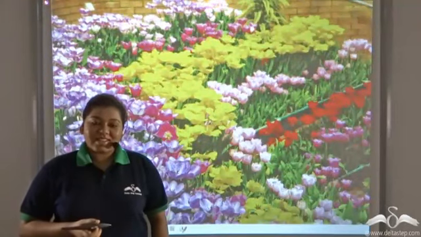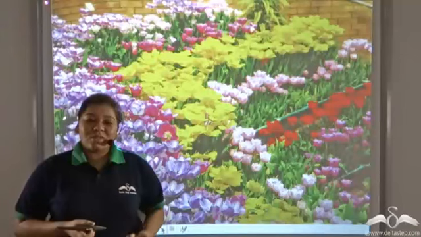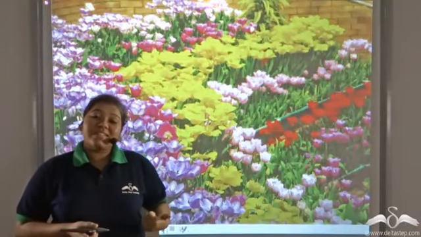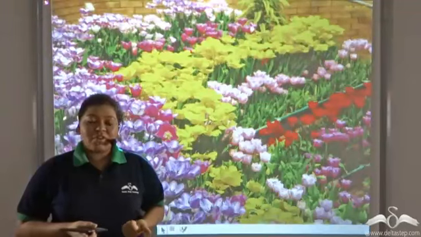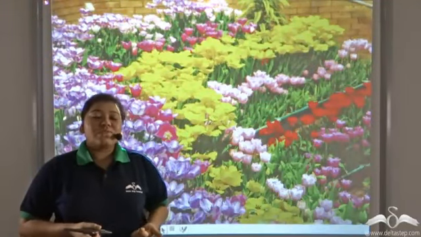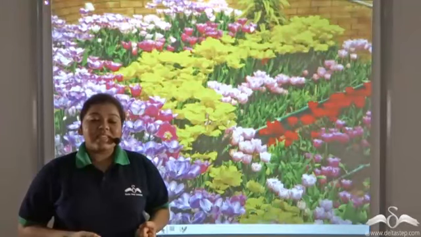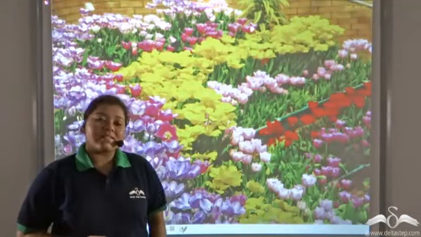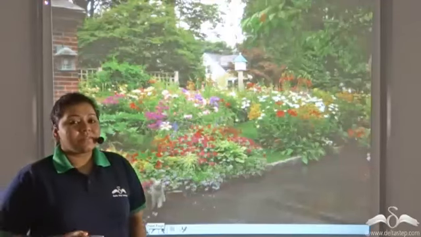We use flowers not only to decorate our homes, but also to express different emotions like happiness, love, or even sorrow. So we use them for various occasions like marriages, even at funerals. So where does this flower originate from?